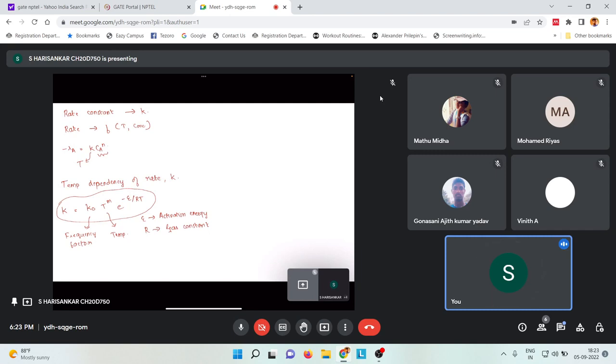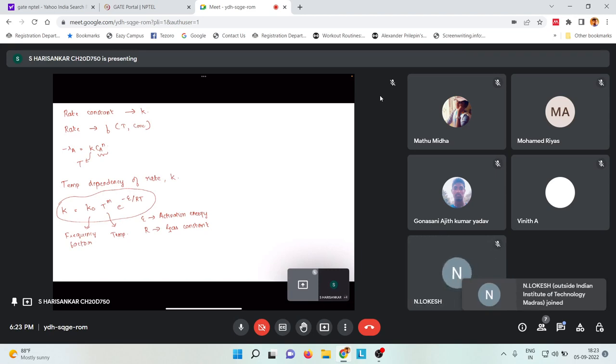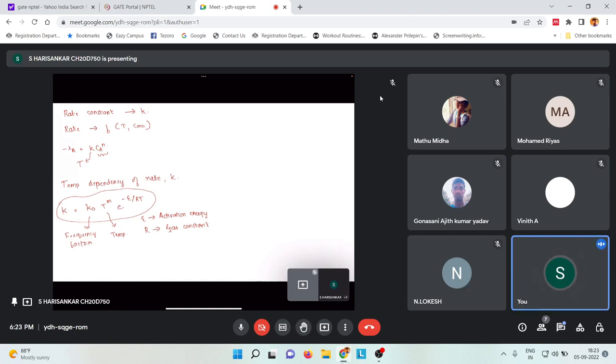Okay. So this is the temperature dependency of the rate equation or the rate constant. Now, generally there are three theories which explain this temperature dependency of the rate constant. So the first and the most used one is the Arrhenius relation, or Arrhenius theory. You can write it like this. So here, what Arrhenius says is this m is 0.